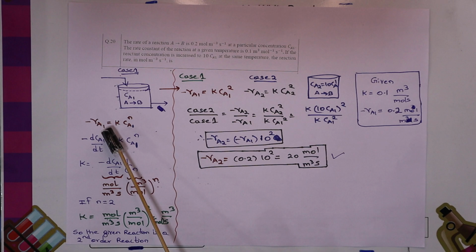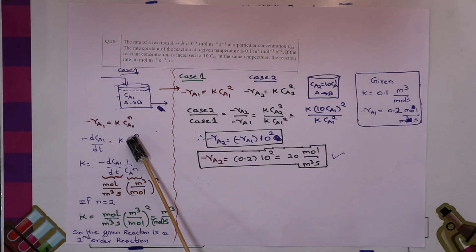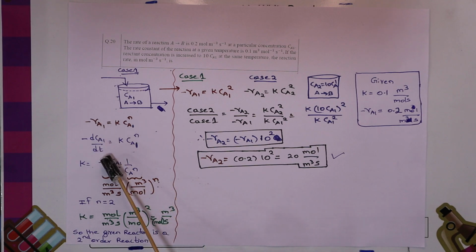What is the rate of reaction of A? Nothing but dCa1 by dt. So what is K from this equation? Divide this dCa1 by dt with Ca1 power N. N is the order of the reaction.